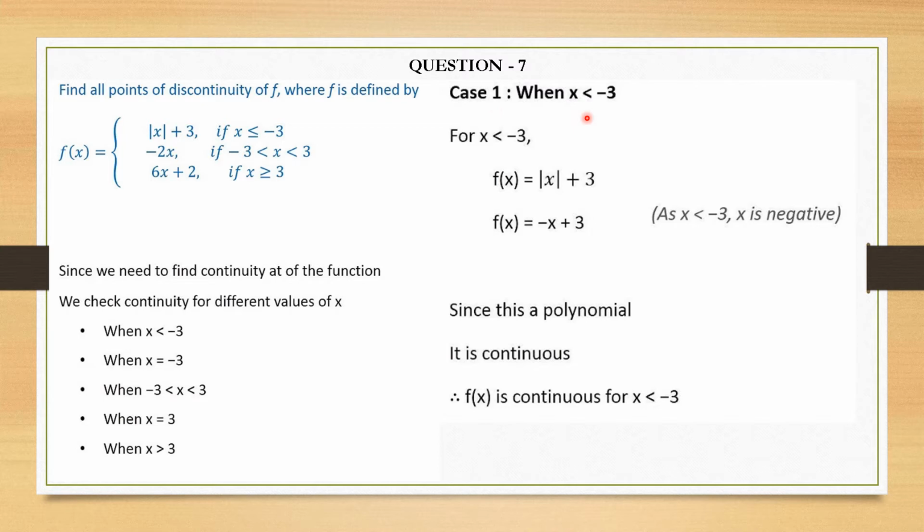So for x less than minus 3, it is mod x plus 3. The mod function is continuous, the constant function is also continuous, and the sum of two continuous functions is continuous, so it is continuous for x less than minus 3. Also, when x is less than minus 3, mod x turns out to be the negative of x itself, that is minus x plus 3. So it becomes again a linear polynomial, and in that way also it is a continuous function.